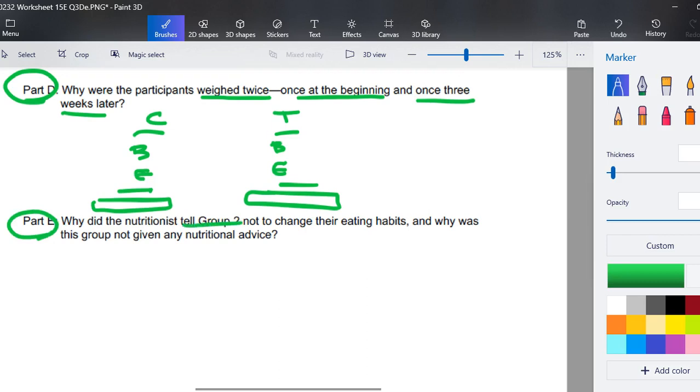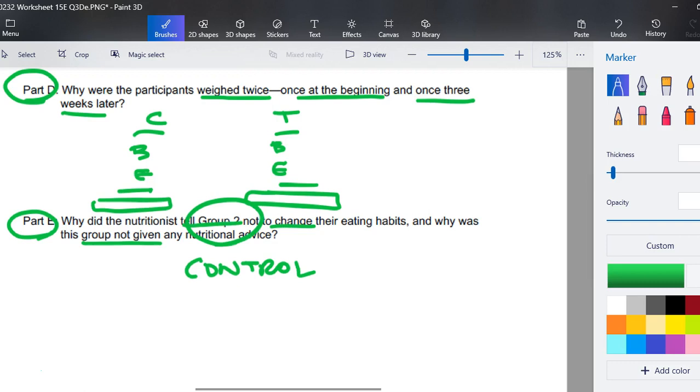Why did the nutritionist tell group 2 to not change their eating habits, and why were they not given any advice? So although group 2 did meet with a nutritionist, they were not given any advice and were told to keep their eating habits the same. Group 2 is our control group. They still met with a nutritionist, but they got no advice on their eating habits. This group later is going to be compared to the treatment group to determine if there are any differences.